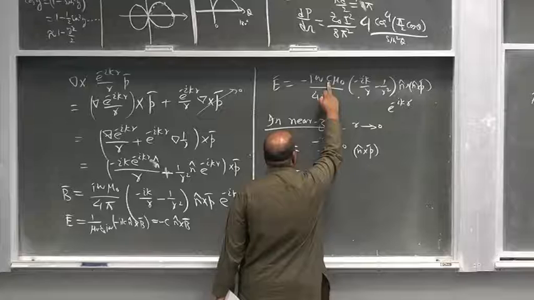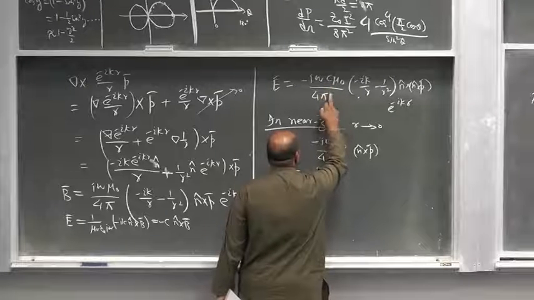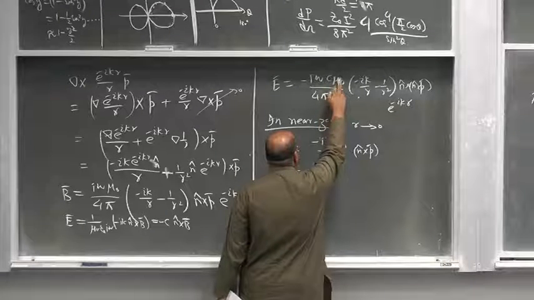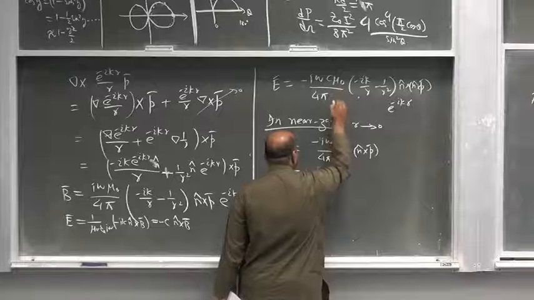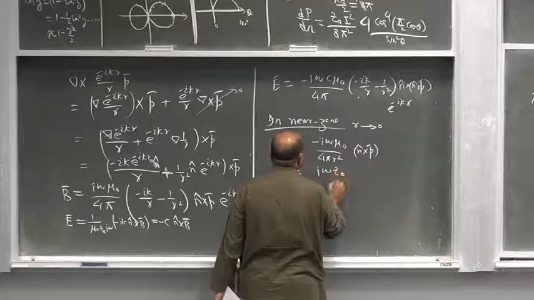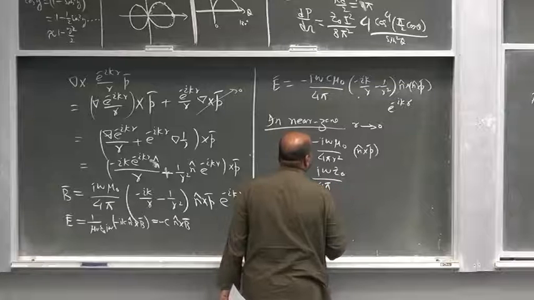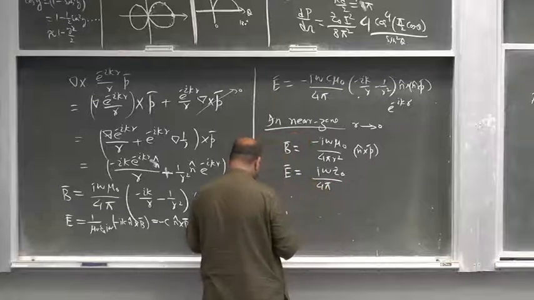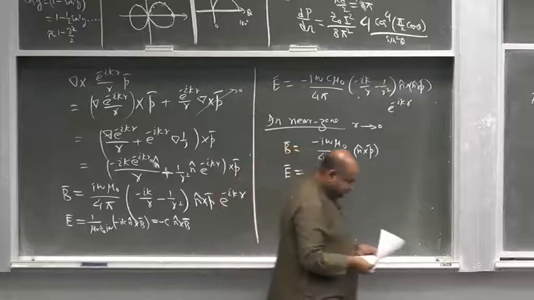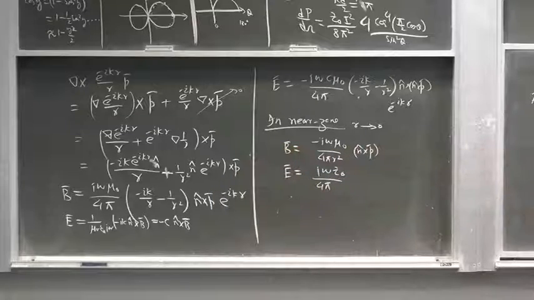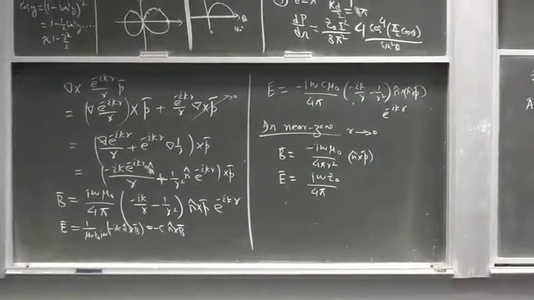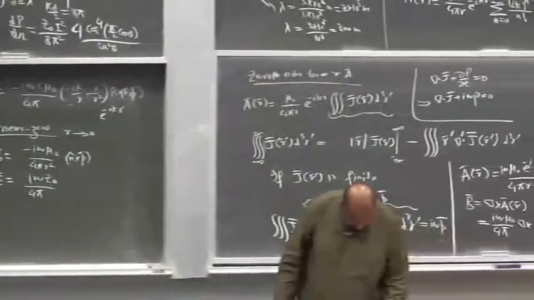ये c की जगह पे लिख देते हैं 1 over mu naught epsilon naught square root. एक mu naught square root इससे कैंसिल हो जाएगा, mu naught square over epsilon square root आ जाएगा, z naught लिख देते हैं 4 pi. Let's see, are we going okay or is there trouble?